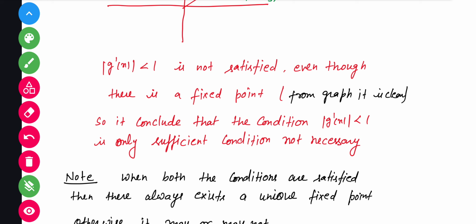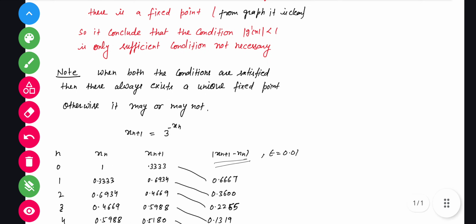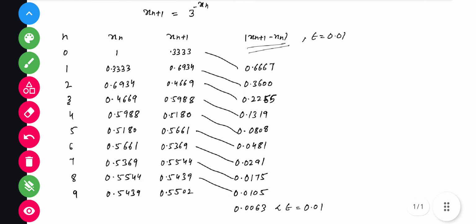So if this condition is satisfied, that means 100% it has the fixed point. If this condition is not satisfied, then we cannot say that it doesn't have any fixed point. So that is not the necessary condition, but it is a sufficient condition. If it is proved that this condition is satisfied, then we can directly say that the fixed point exists, and we can do the iteration.